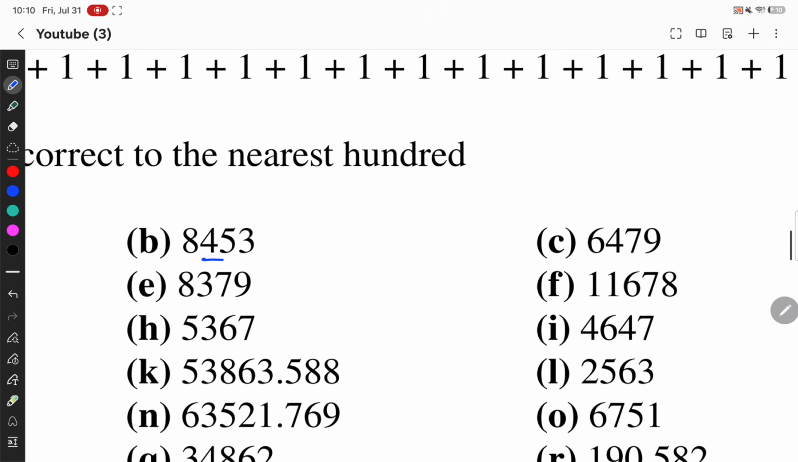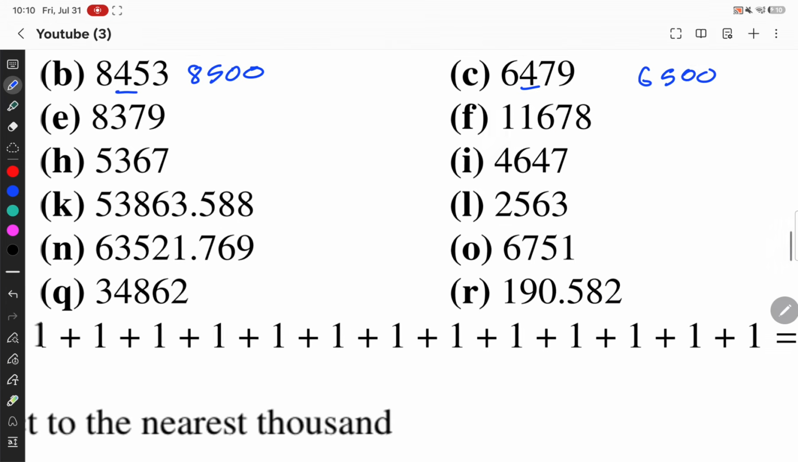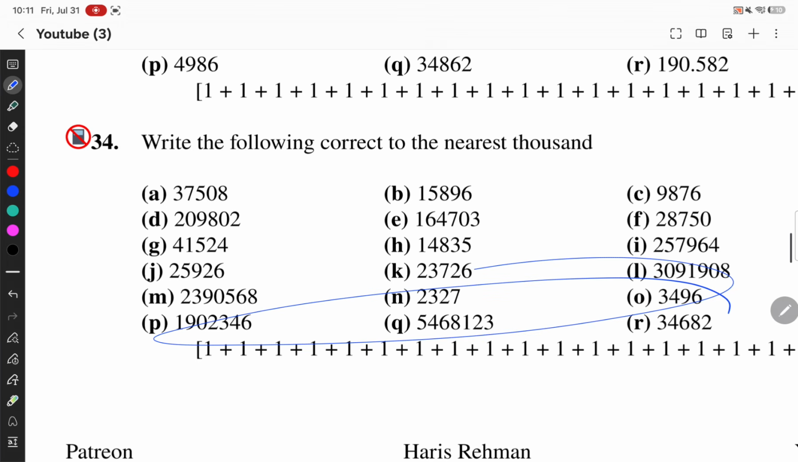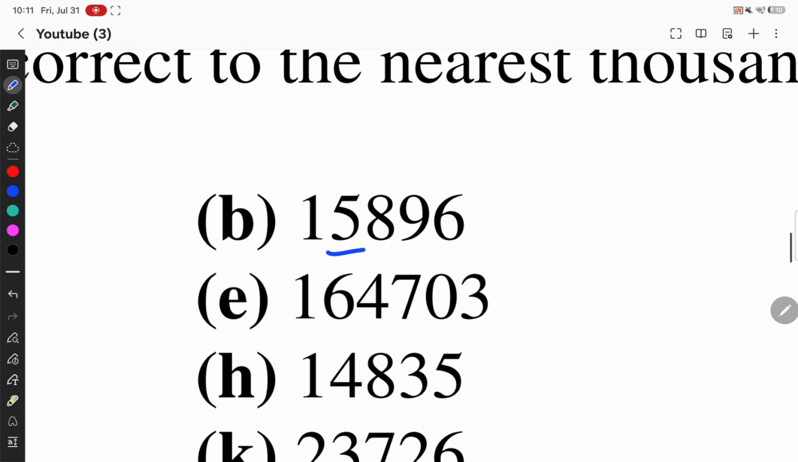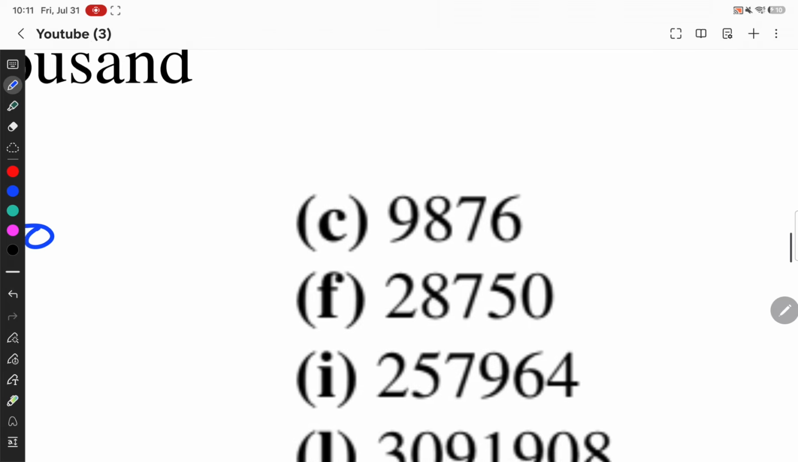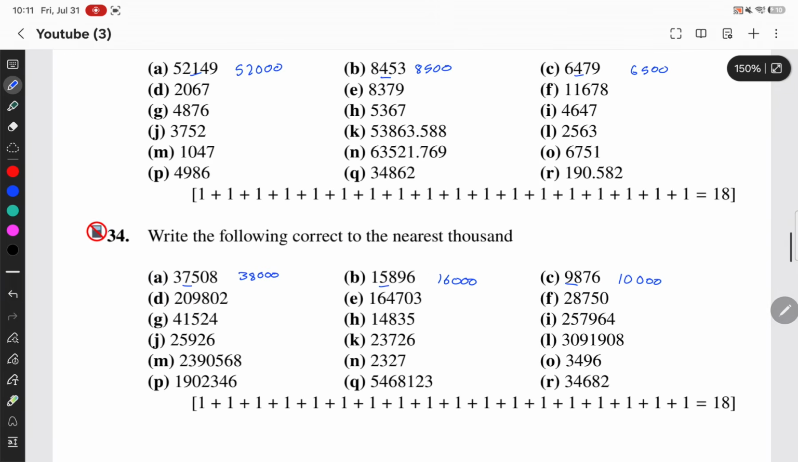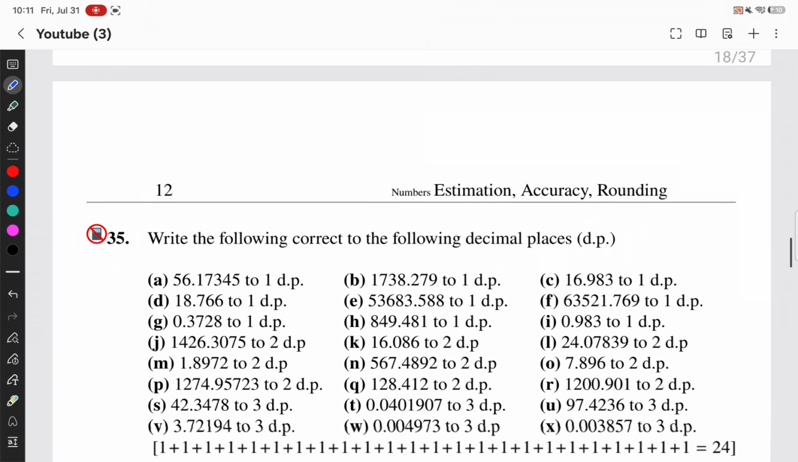Okay. To the nearest 100: 8500 and this 6500. Correct to the nearest 1000. Now some of these values are made by me, so have fun, you past paper addicts, finding them. 16,000. This is 10,000. Yes, we have a rounded up value. Very weird, I know.